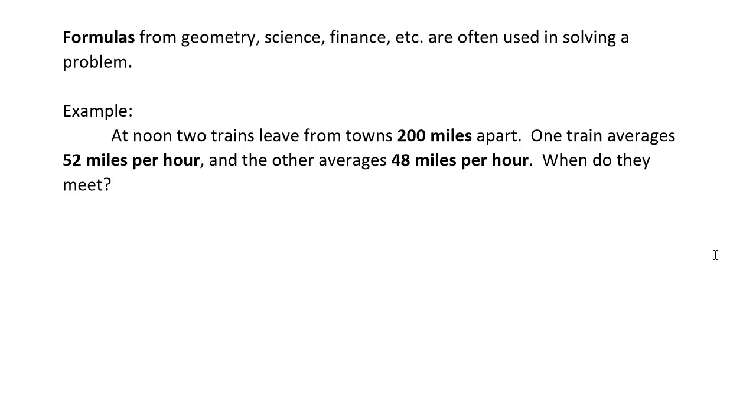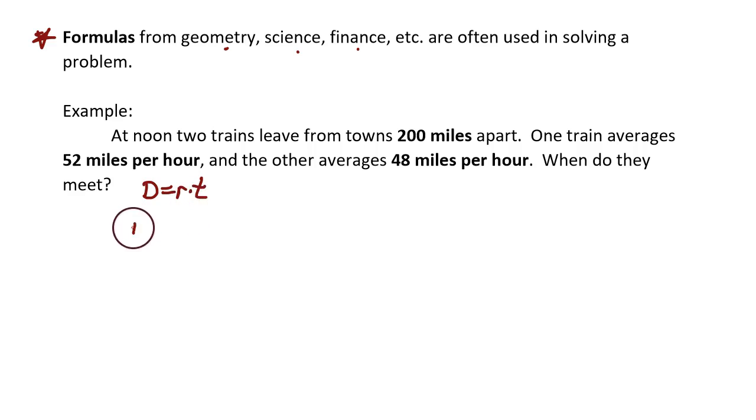In that problem, we used a chart to help us organize and see relationships. Other problems use formulas. The formulas might be from geometry, science, finance, etc. Here's an example. At noon, 2 trains leave from towns 200 miles apart. One train averages a speed of 52 miles per hour. The other averages 48 miles per hour. When do they meet? The formula that we're going to use this time is distance equals rate times time, a formula from one of your science classes.